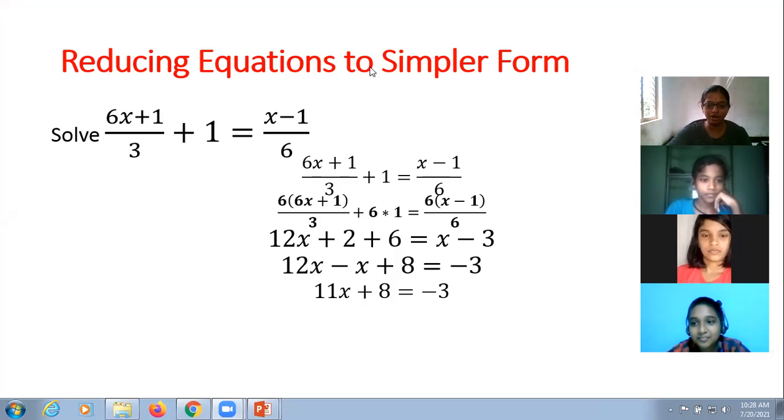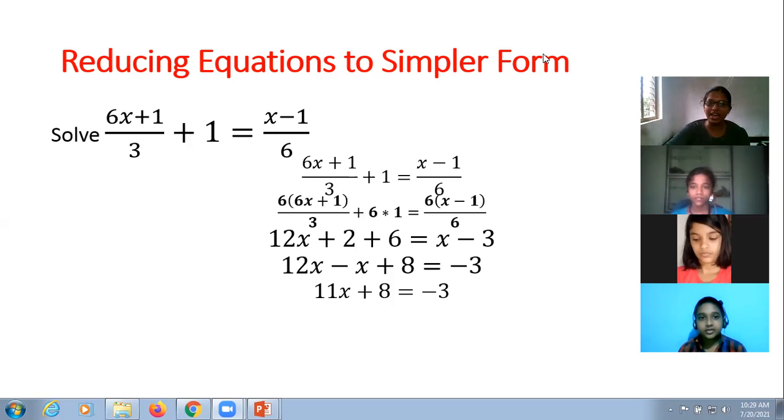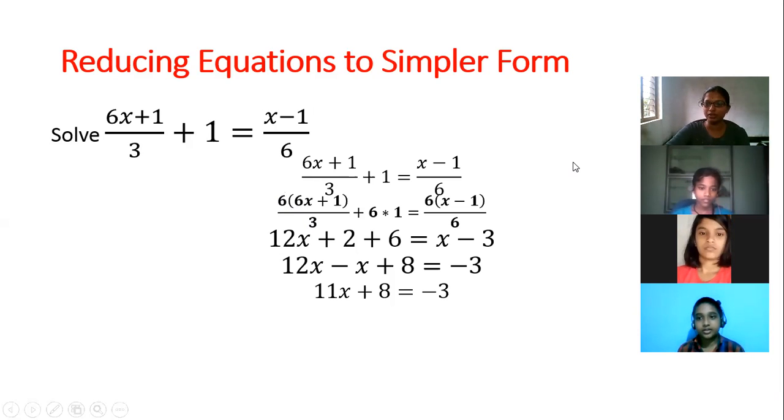Now we are discussing reducing equation to a simpler form. And our question was solve 6x plus 1 by 3 plus 1 is equal to x minus 1 by 6. We have to reduce this equation to a simpler form. For that, I am multiplying both LHS and RHS with 6. How will I choose 6? Because 6 is the LCM of 3 and 6. That's why I have chosen 6. And by multiplying, the 6 and 3 get cancelled in LHS, and here it becomes a 2.